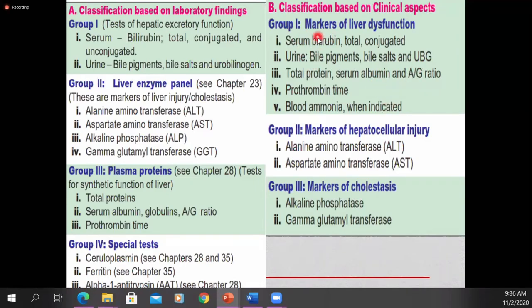For example, the markers of liver dysfunction include the following markers. The cellular injury includes these two markers, and the cholestasis markers include ALP and GGT. So these are much easier for you to classify the liver function test or the clinical aspects if you would, or the diseases of the liver.